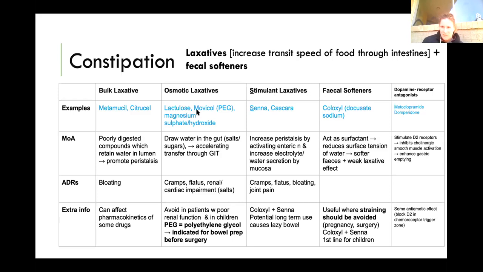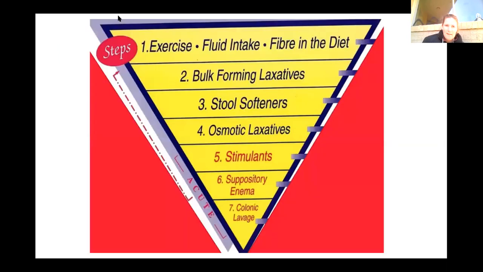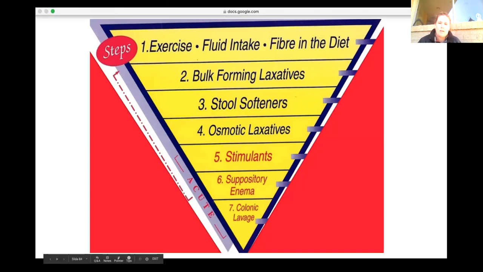Can you change the slide, Shah? And then in terms of the order of them, the first line basically for everything is always lifestyle modification. So exercise, fluid intake, and fiber. They're kind of big. So if that's an option in the question, it's probably right. And then you've got your bulk laxatives, softeners, osmotic laxative, stimulant. And then you can also do suppository enemas, which is injected up the rectum, and colonic lavage, which is where, again, you go up through the rectum and try and wash it out, I think. But they're more for emergency acute management.